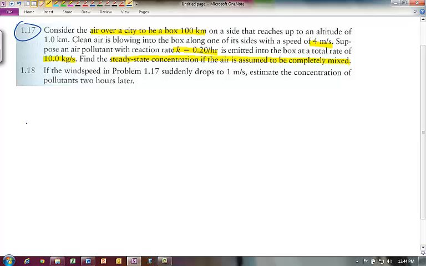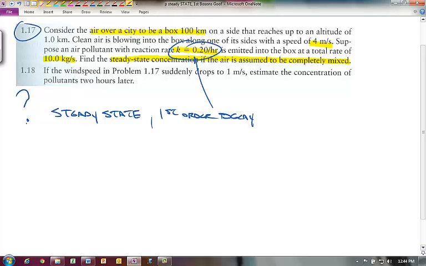So the first question is, what type of problem is this? We have obviously steady state, and it's first order decay. And why is that first order decay? Because we've been provided this first order decay reaction coefficient. Look at the units associated with that. So the type of problem we've got is 0 equals QC_N minus QC, so we're looking for this concentration, minus VKC. And at steady state, we can simplify this.